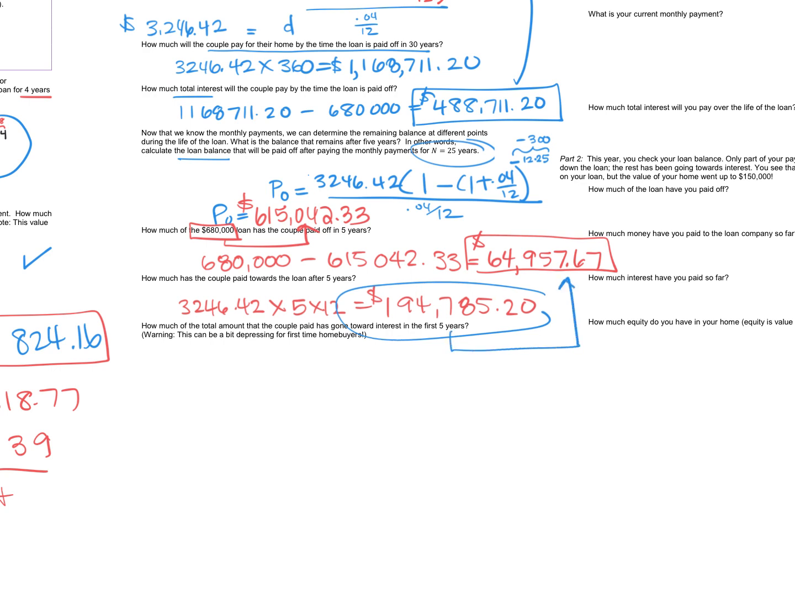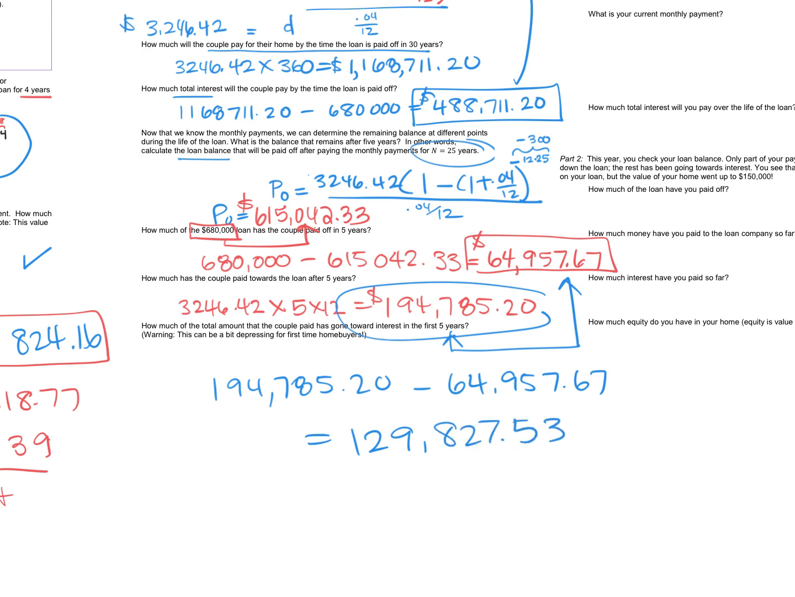Well, if I subtract those two values, $194,785.20 minus $64,957.67, I end up with $129,827.53. All of that going to interest. It's crazy, right? But that's kind of how it happens.